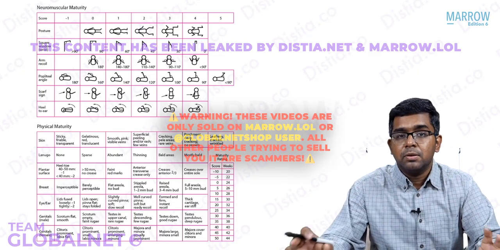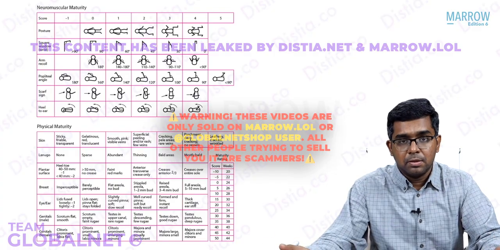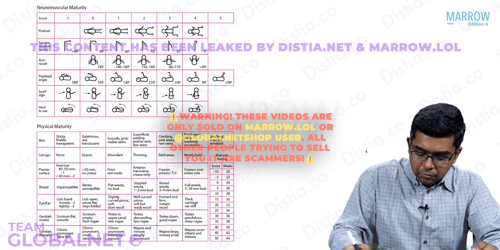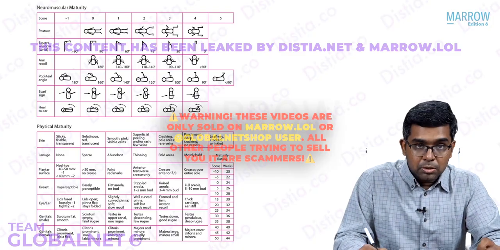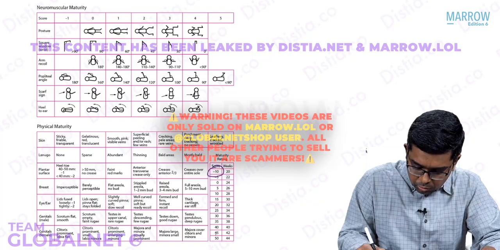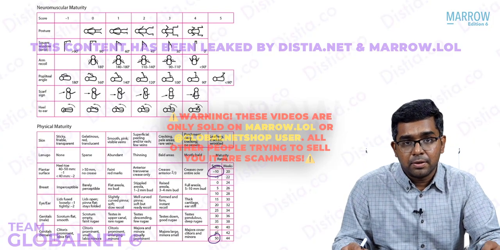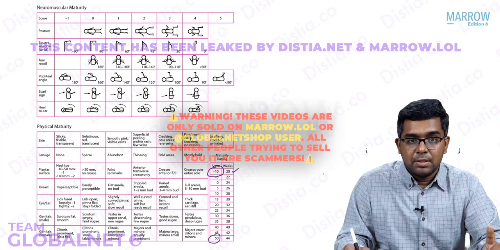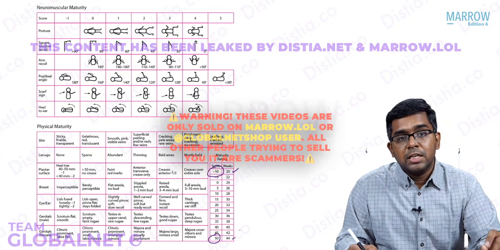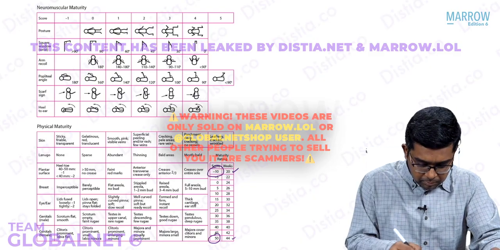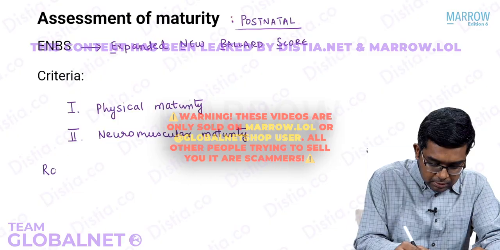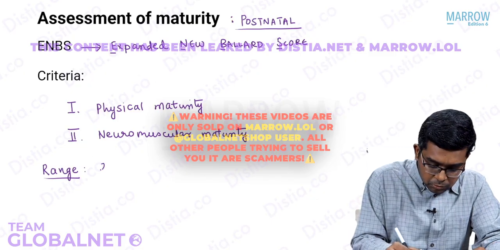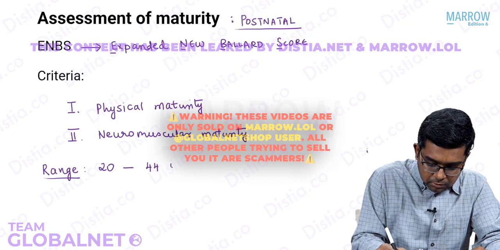You are not required to remember all the parameters of physical and neuromuscular maturity. Instead, you should have a broad idea about this scoring system. The total score ranges from -10 to +50. Can you see the range of gestational age covered in this scoring? -10 corresponds to 20 weeks of gestation, whereas 50 corresponds to 44 weeks of gestation. So if somebody asks you what is the range of gestational assessment according to this Ballard scoring, your answer should be from 20 weeks to 44 weeks of gestation.